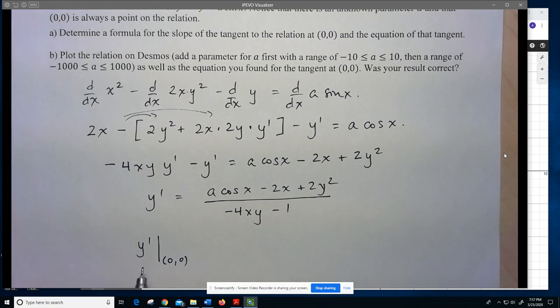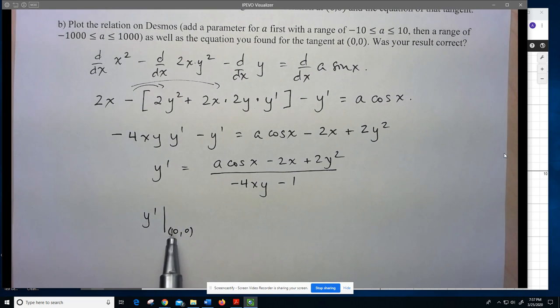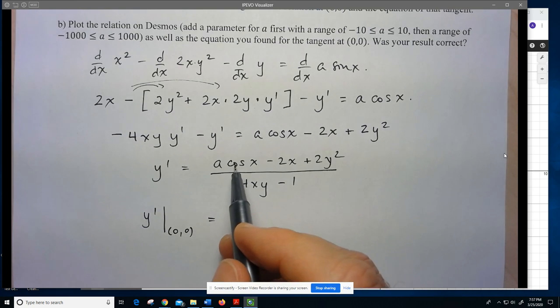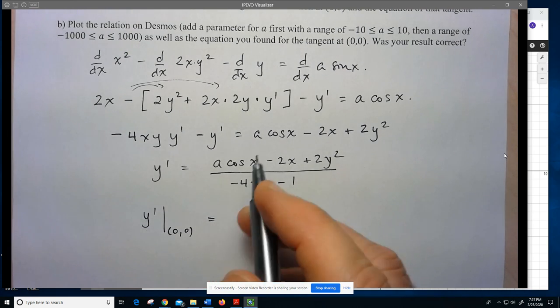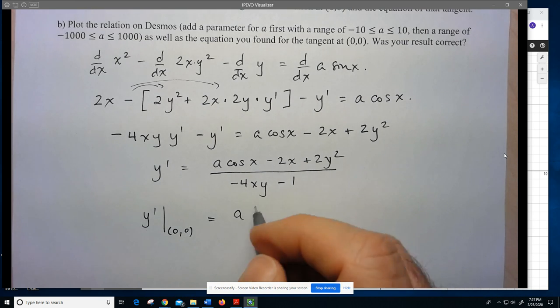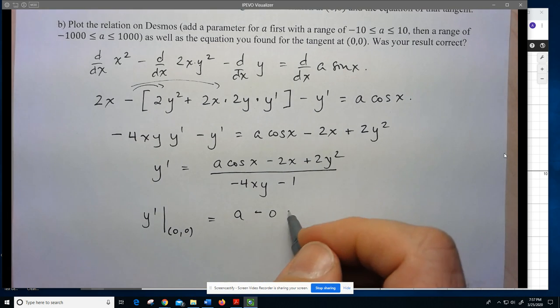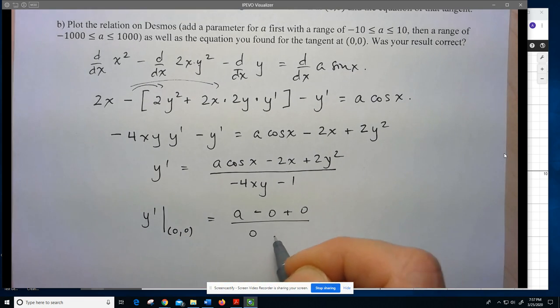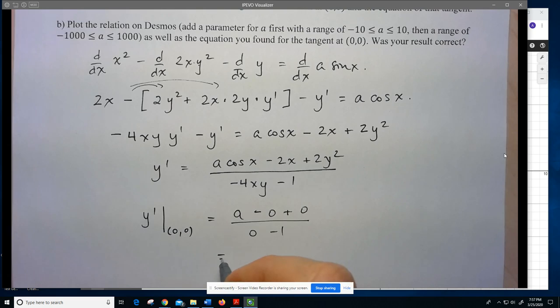So remember, this is the notation I showed in the first video when we're evaluating the derivative at a point, because we need to use both the x and the y values. All right, so let's see what we have here. Well, cos of 0 is just equal to 1. So I have a times (minus 2 times 0 is 0, plus 2 times 0 squared is just 0). This whole thing is 0 minus 1. So in the end, I'm just left with negative a.